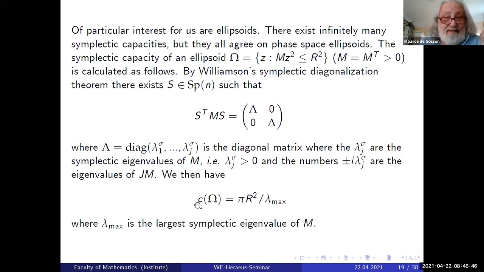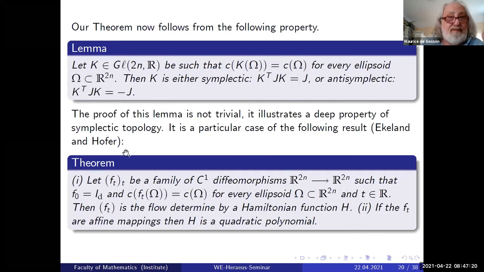Knowing this, you then have that the symplectic capacity of any ellipsoid is given by pi r squared divided by lambda max, where lambda max is the largest symplectic eigenvalue of M. This is a standard formula. It's a very useful one also. You can verify that in the case where you have a circle, for instance, if you work in dimension n equal to 1, you get the usual formula pi r squared, divided by, okay, this is elementary high school geometry. Good, so the theorem I stated a moment ago now follows from the following property.